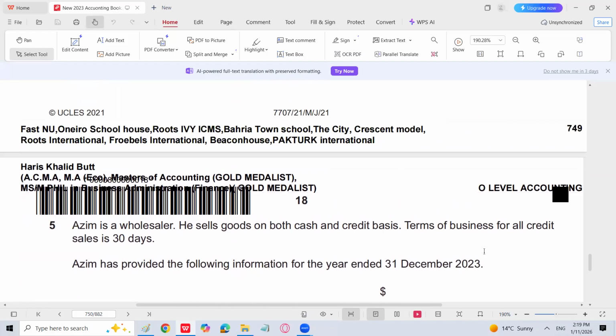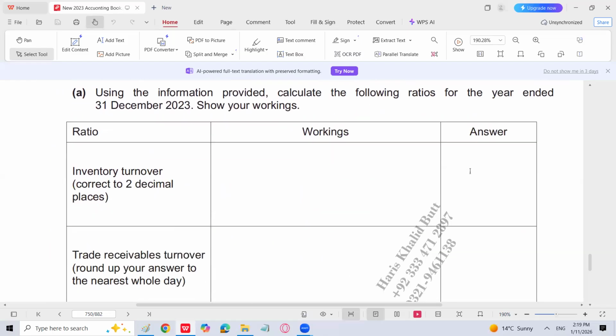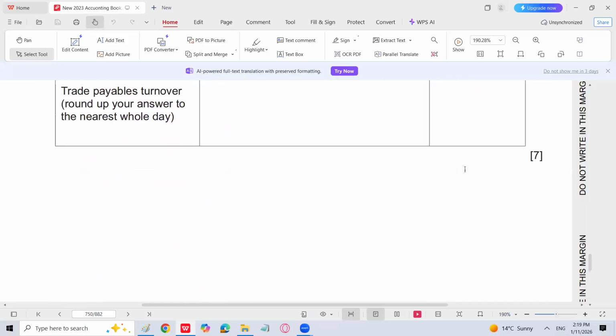This is May, June 21. Next question we are going to solve. Azim is a wholesaler. He sells goods on both cash and credit basis. Terms of business for all credit sales is 30 days. So we used to make the payment in 30 days to the credit customers. Cash sales are given, credit sales are given, credit purchases are given, inventory opening and closing is given. Money owed by credit customers means trade receivables at the end. Money owed to credit suppliers means trade payables at the end of the year. You have to calculate inventory turnover ratio, trade receivable turnover ratio, trade payable turnover ratio.